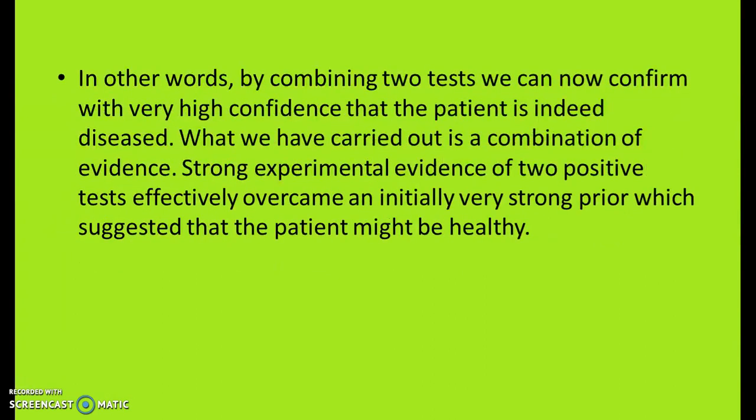In other words, by combining two tests, we can confirm with very high confidence that the patient is indeed diseased, if he is HIV positive. So in both of the independent cases, T1 and T2, if it has been confirmed that the patient is HIV positive, then there is a high probability that he is indeed an HIV positive person. So what we have carried out is a combination of evidence. The strong experimental evidence of two positive tests effectively overcame an initially very strong prior which suggested that the patient might be healthy.